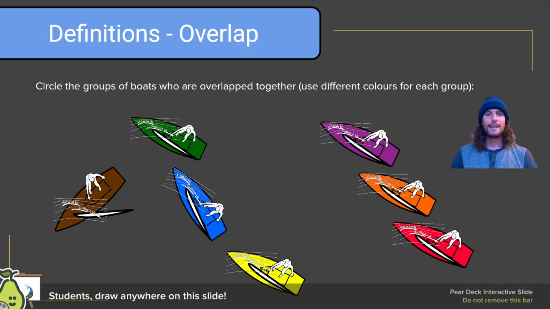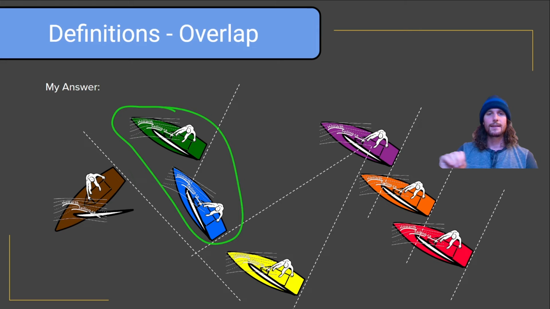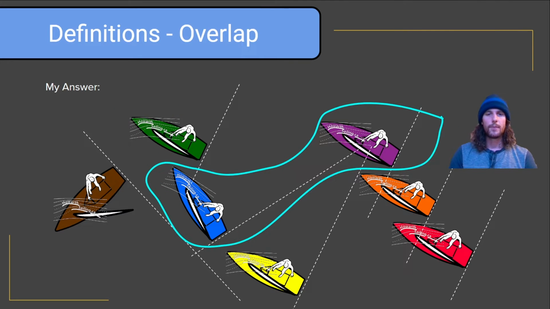So now, as an activity that I would do with a group in person, I would have you circle the boats that are overlapped with one another. And I'll just move ahead to show you the answer to this slide. So my answer, I say that the green boat and the blue boat are overlapped, and we can tell because the blue boat is crossing that perpendicular line on the green boat. The magenta boat and the blue boat are both overlapped, and we can tell that because the perpendicular line from the stern of the blue boat crosses and touches the magenta boat.